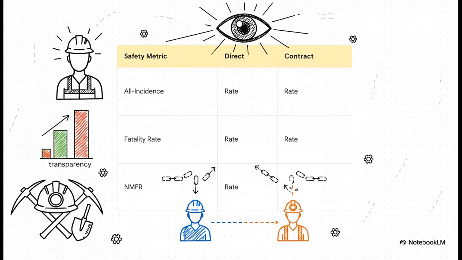This is huge. In the past, a company might have had an awful safety record for its contractors, but buried that data by only reporting on direct hires. By forcing this split, the dashboard gives us total, uncompromised transparency into the actual safety culture.